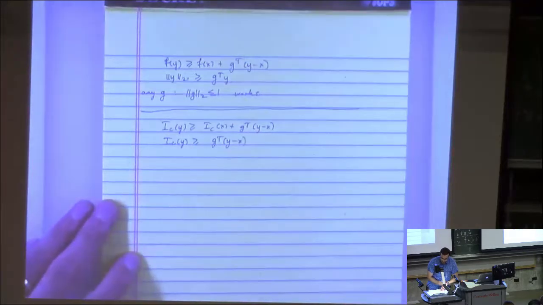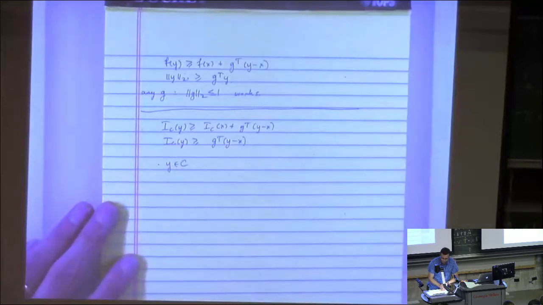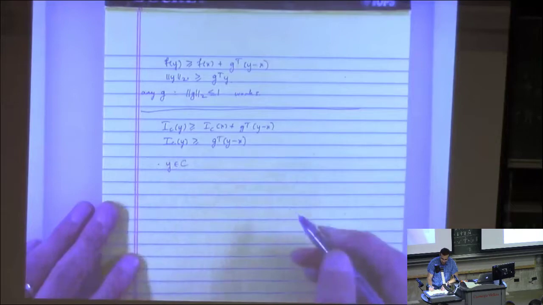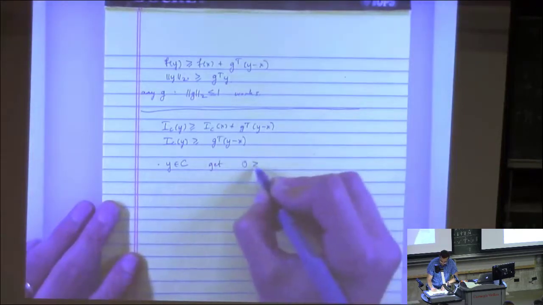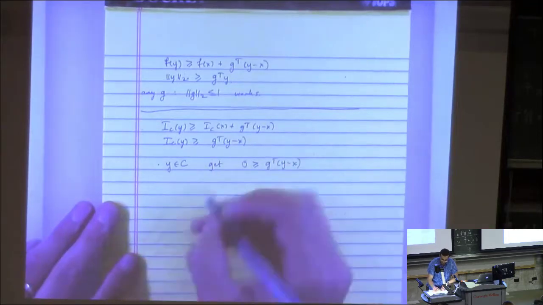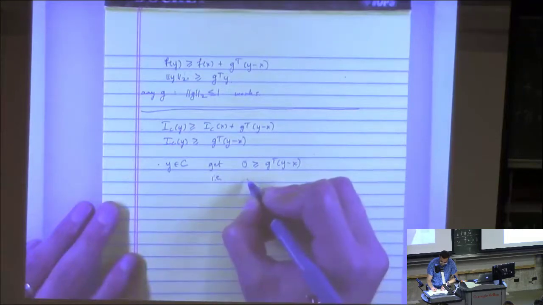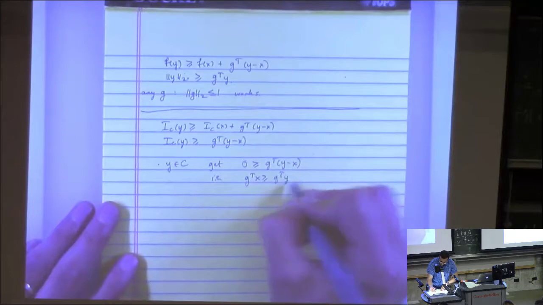And so now we just consider two cases. If, let's say, y is itself in the set, then the indicator function at y is 0. And I get that 0 must be bigger than or equal to g transpose (y minus x). But that's exactly the condition for the normal cone, right? That I get g transpose x must be bigger than or equal to g transpose y.